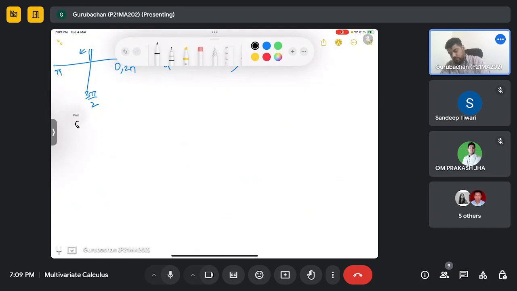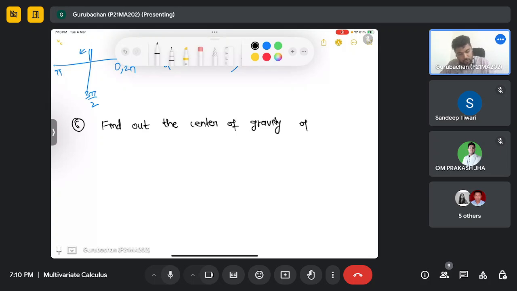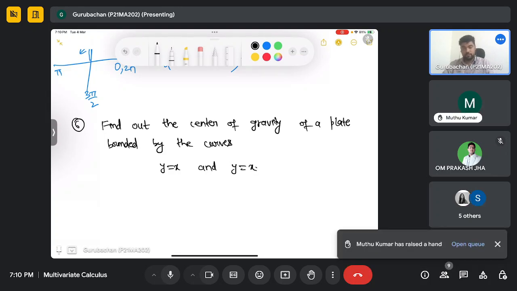So question number 6 is, I'm giving you one easy one. Find out the center of gravity of a plate bounded by the curves y is equal to x square and y is equal to x plus 2.